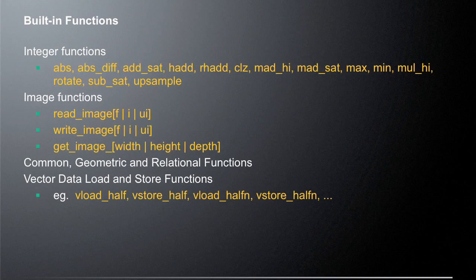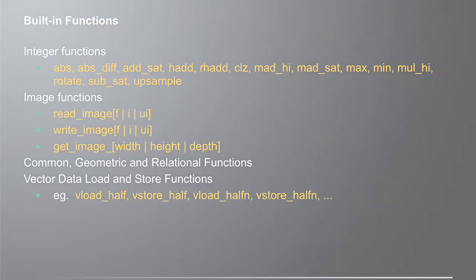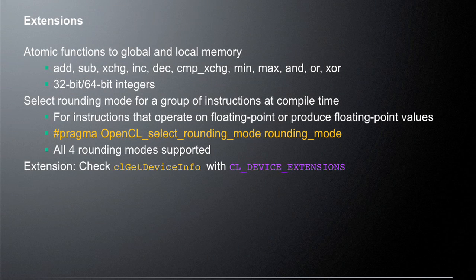Okay, let's talk about some built-in functions. So there are integer functions. All the standard math integer functions that you would expect are there. There are image functions, as we talked about earlier, which are read image, write image, and the get image functions. And there are also common geometric and relational functions for vector data, and loading and storing data. So you can have vload_half, vstore_half. Again, there is quite a verbose set of these functions, and I highly recommend you go to the spec to read about them. Finally, let's talk about some of the extensions.